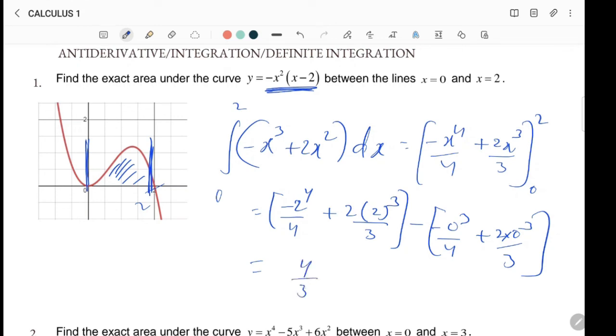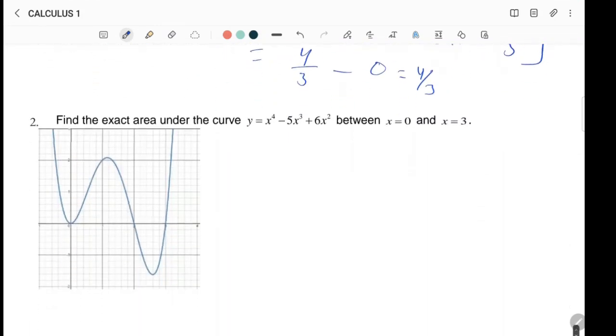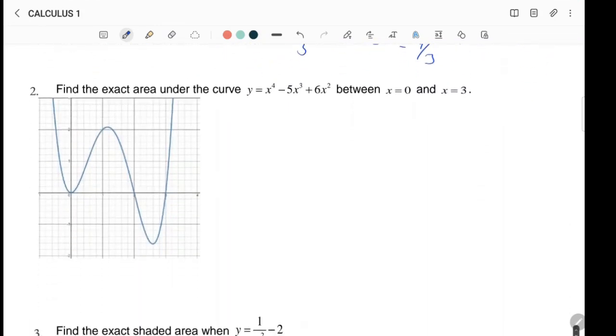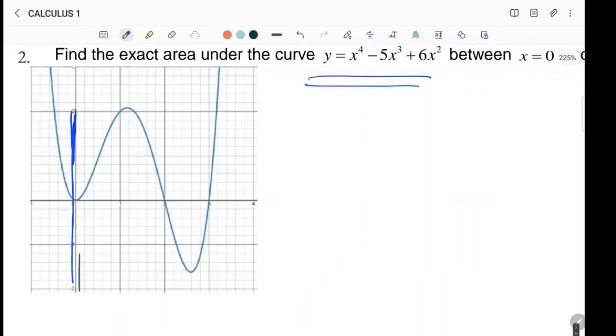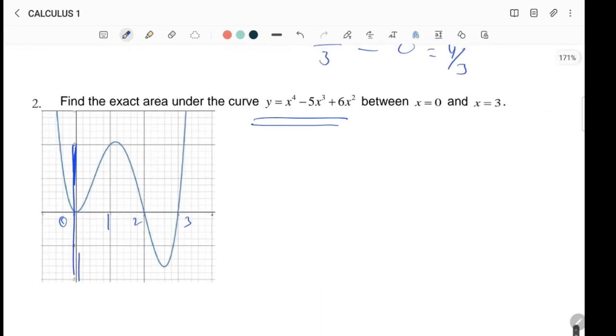So here I got 4 over 3 and this side 0. So answer is 4 over 3. Now come to this. Find the exact area under the curve. This is the x-axis, x equals 3. Okay, so this is 0, 1, 2, 3. So between 0 and 3.